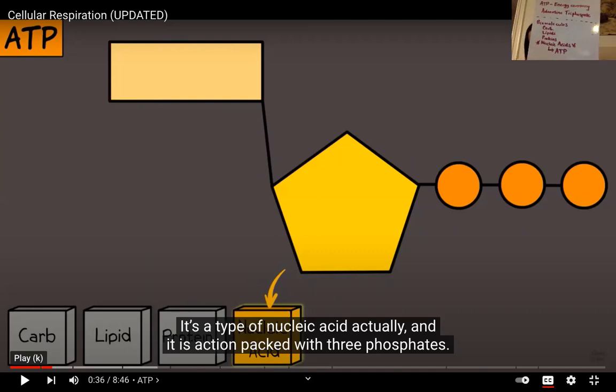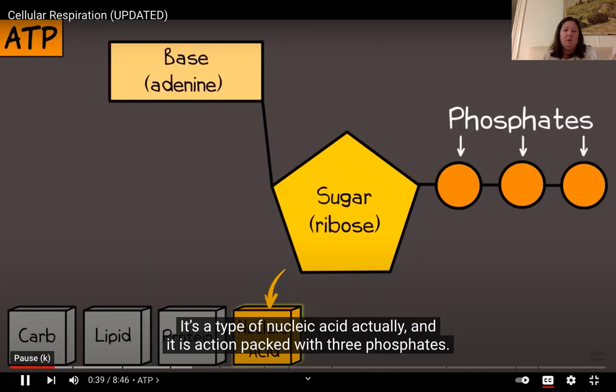So I just wrote a little reminder of the biomolecules, the macromolecules we learned about when we did our paper clip and pipe cleaner activity. We learned about carbohydrates, lipids, proteins, and nucleic acids, and ATP is a nucleic acid. Actually, it is action-packed with 3 phosphates. Okay, now we're going to draw ATP.